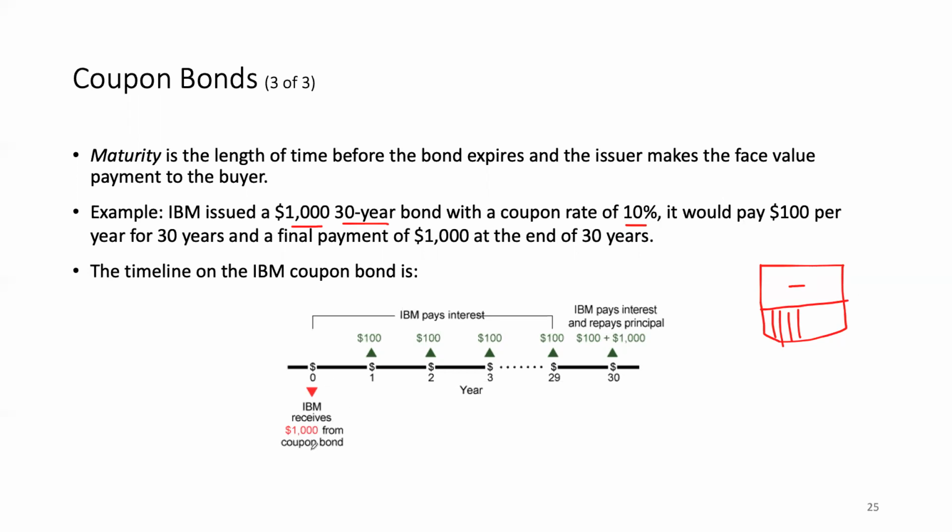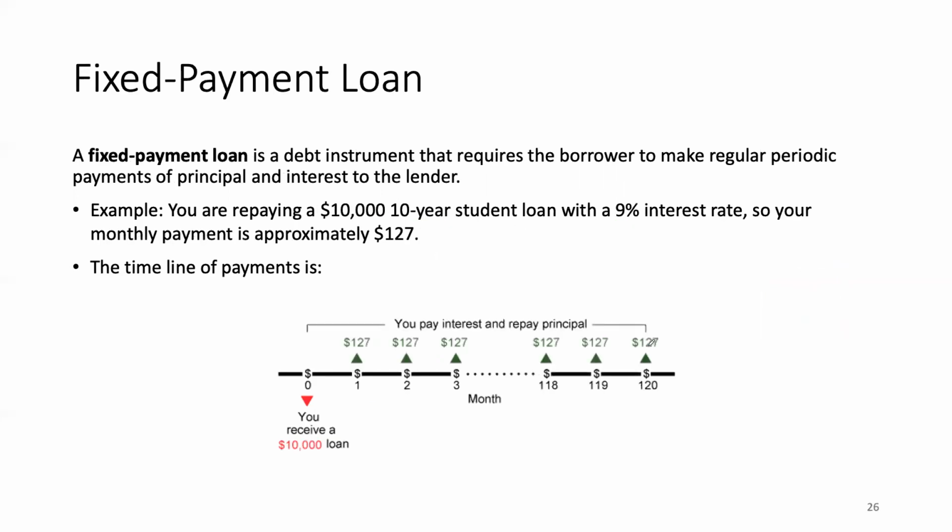So today, when you buy that bond, IBM receives that $1,000 from the coupon bond it issues, and then over the next 30 years, till year 29, all it does is make a coupon payment: $100 in year one, $100 in year two, $100 in year three. So it's making just interest payments every single year until year 29, and in the last year, it not only makes its final interest payment but also repays the principal that was issued, and this is what we'll call a coupon bond. Okay.